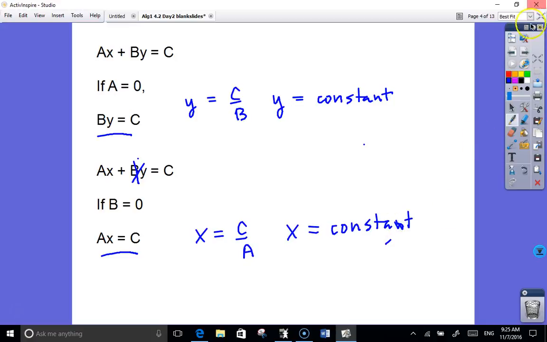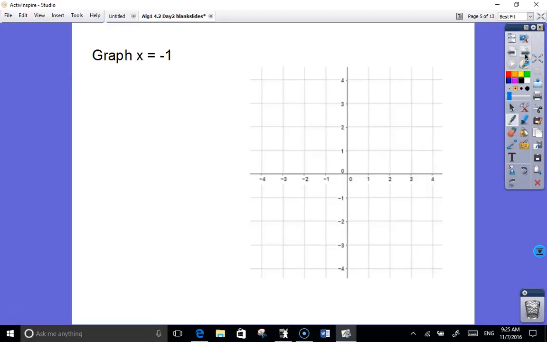Okay, graph x equals -1. If I make a table of values, the only x value that I can put in is -1, and we don't know anything about the y value. So basically we want the set of all points that have an x coordinate of -1.